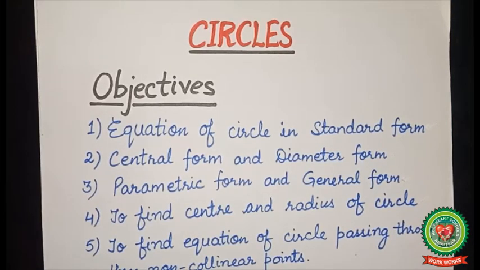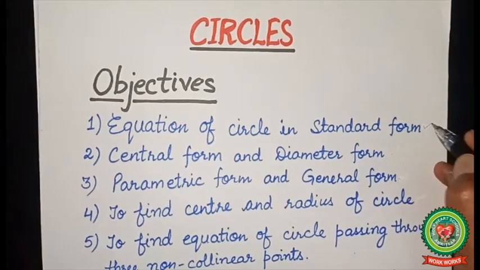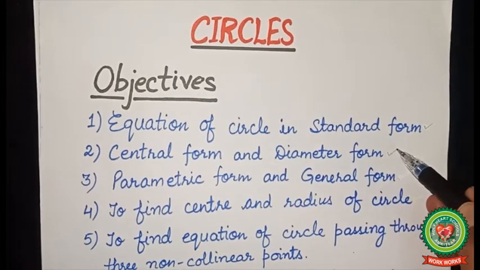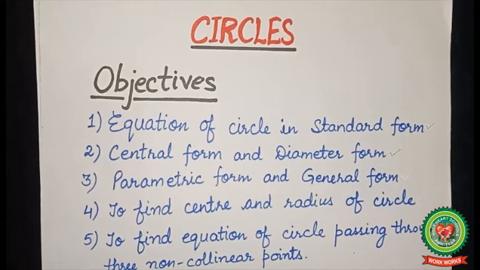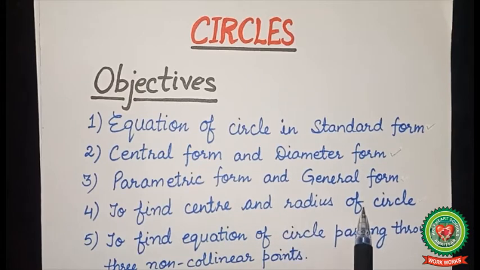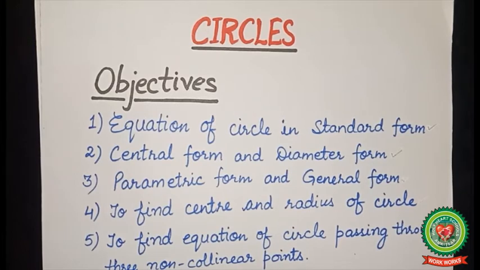Students, we have started the chapter circles and we have completed its first two objectives, that is equation of circle in the standard form, and second, center form and the diameter form of circle. Today we are going to start with the third objective, that is parametric form and general form. Then we will complete its fourth objective, that is to find center and radius of the circle. So let's start first with the third objective.